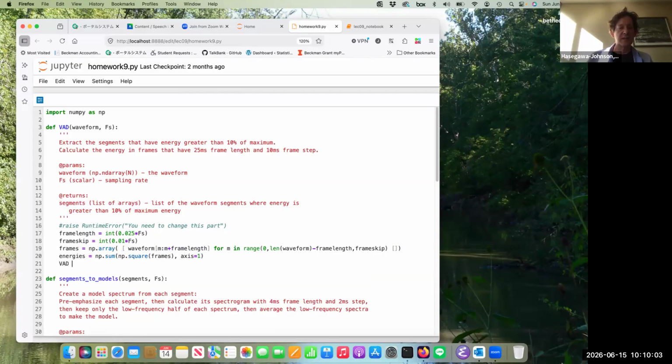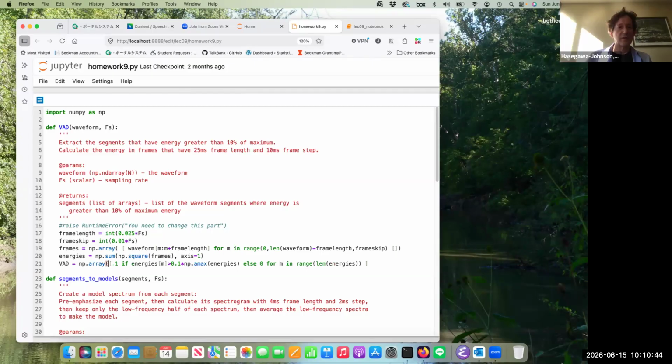So first of all, let me just do VAD. VAD is equal to 1 if energies of M is greater than 0.1 times the maximum of the energies, else 0, for M in the range of the length of the energies. All right, that should give me a list of the voice activity detections. Let's turn that into an array just to make things easier.